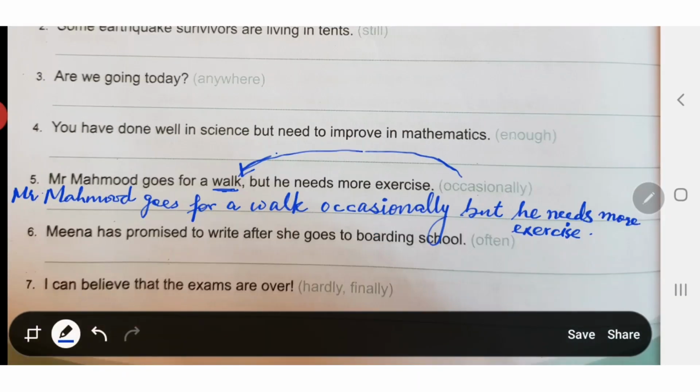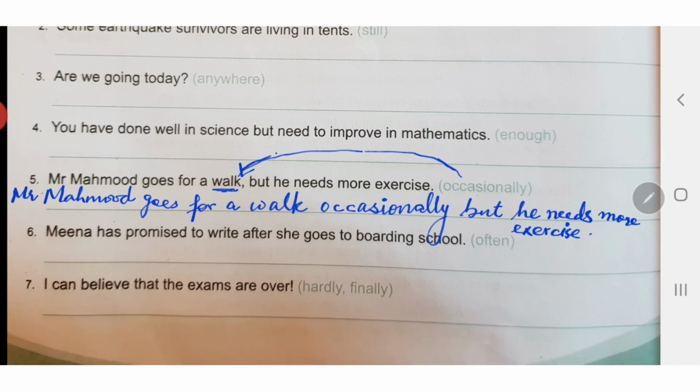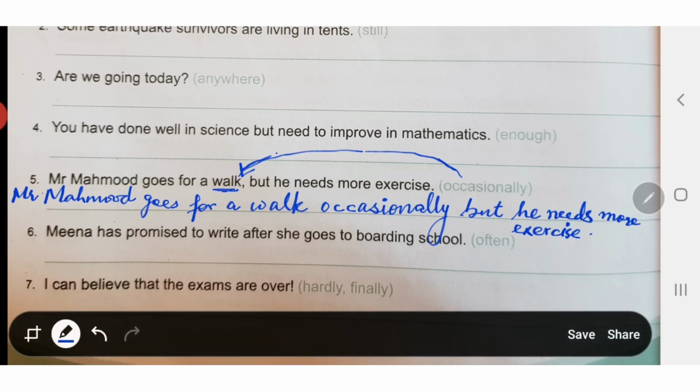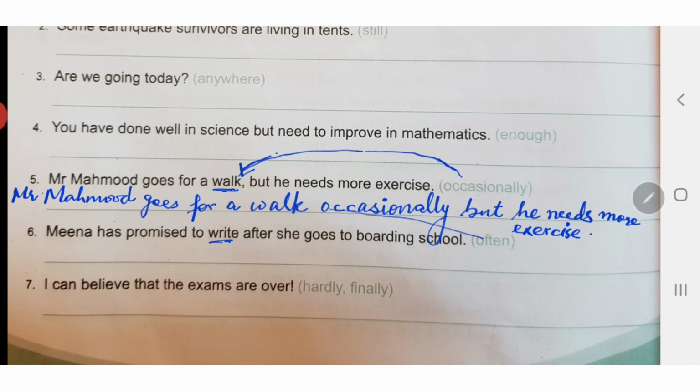It says Meena has promised to write after she goes to boarding school. The bracket says often. So here students, often is what kind of adverb? Often means sometimes. It is another adverb, and this is also an adverb of degree. So here see students, what is the main verb given? The main verb is write. So we will place it after this one.